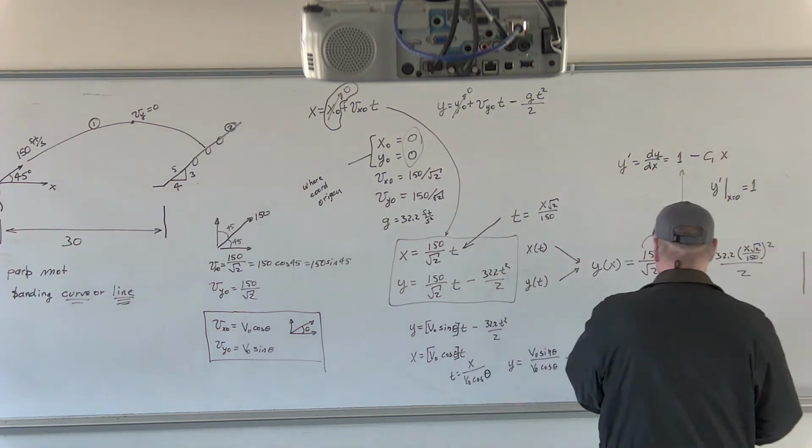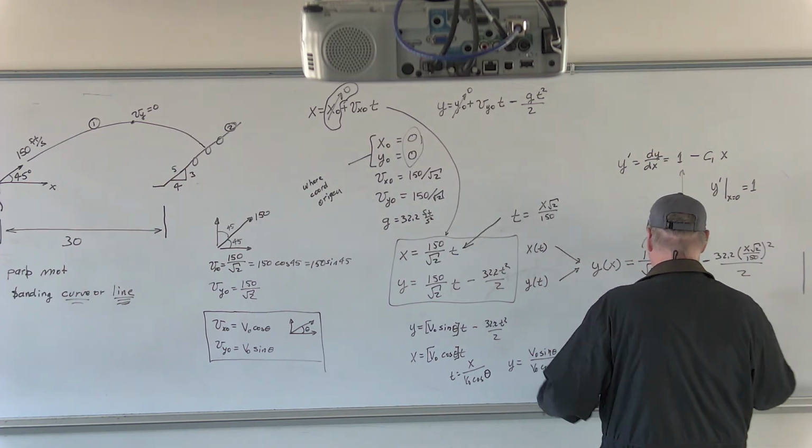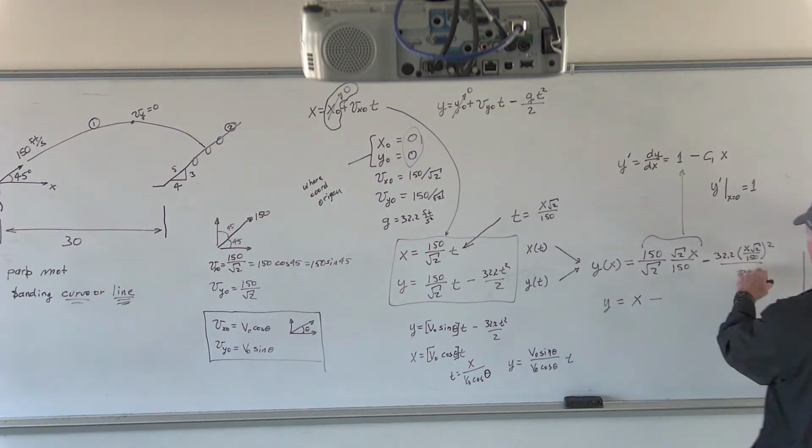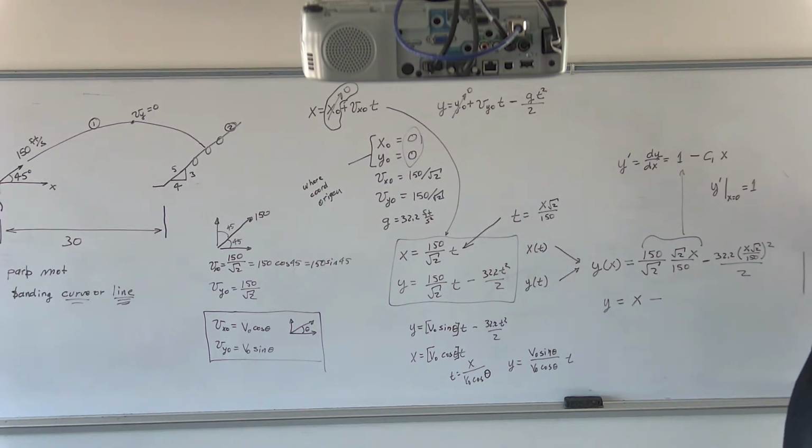So in our case, we end up with this minus. You know what I'm going to do? I'm going to write this over here: 32.2 times 2 over 2 and 150 squared. And all I'm trying to do is figure out the coefficient there. I'm going to use this photo map just to find that number.